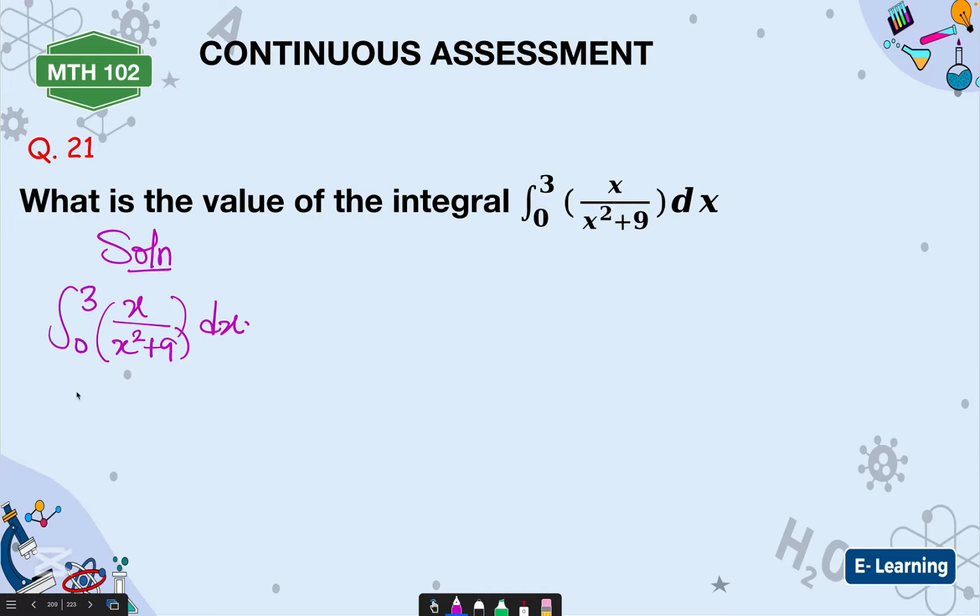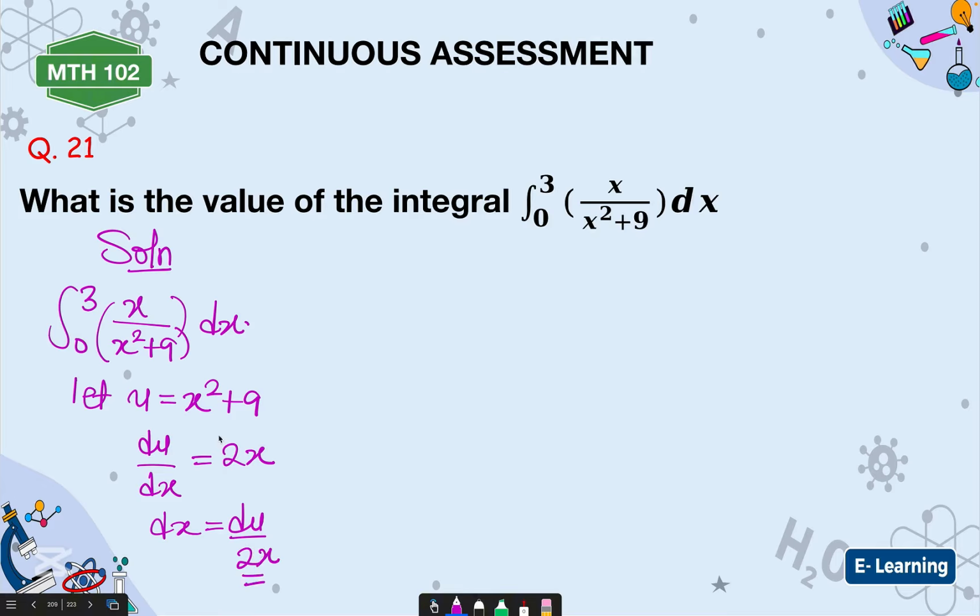And then this is the s. Let u be equal to s squared plus 9. All right. This is by u substitution, so that your du, the derivative of s is what? 2x. At the end of the day, your dx will be du all over 2x.